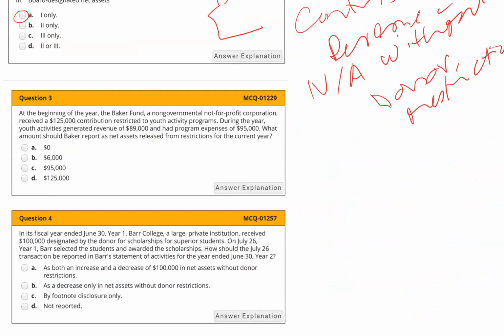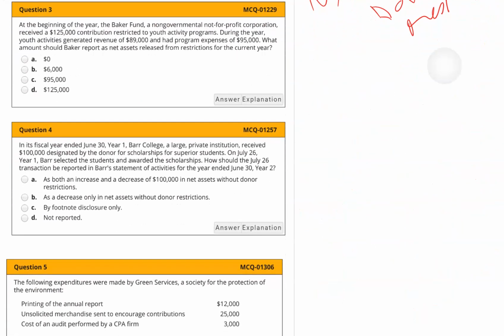Now, if we see the next problem, it says, at the beginning of the year, Baker Fund, a non-governmental not-for-profit corporation, received a $125,000 contribution restricted to a youth activity program. During the year, youth activities generated revenues of $89,000 and had program expenses of $95,000. What amount should Baker report as net assets released from the restrictions for the current year?